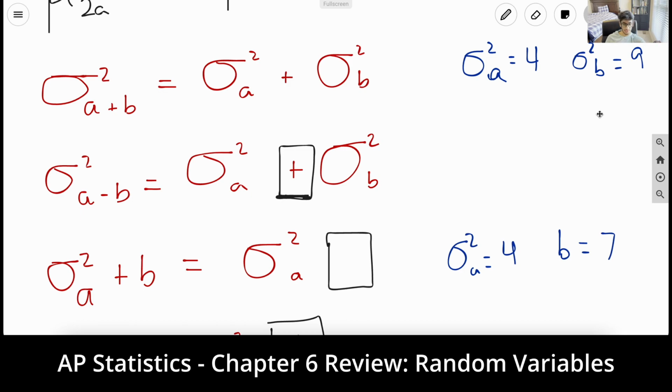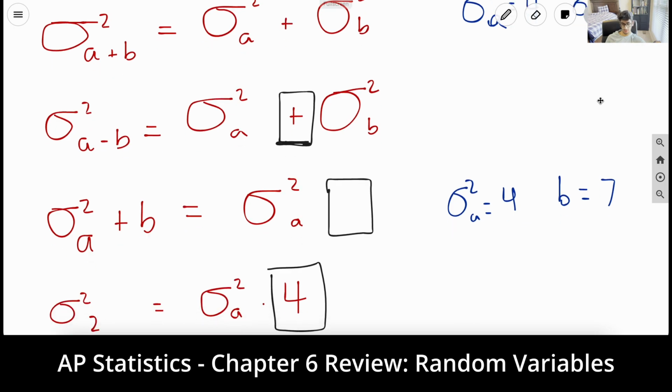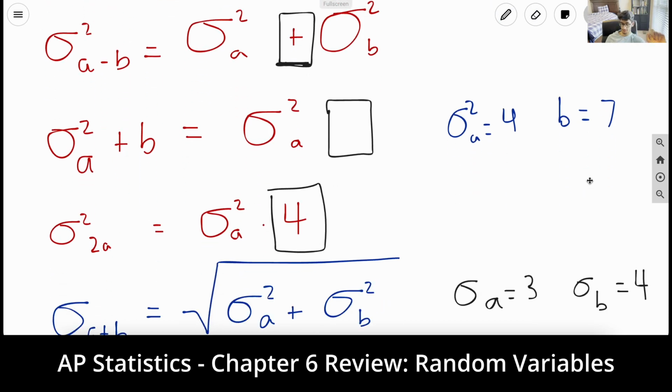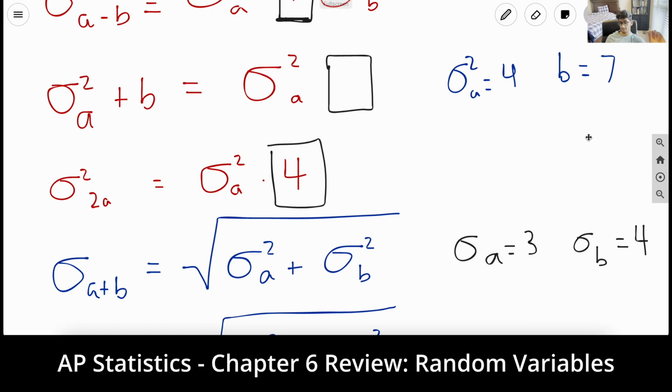For subtracting, this is a tricky one, something you have to watch out for. The variance of A minus B is equal to the variance of A plus the variance of B. So you do not subtract variance, you have to add them. For the variance of A plus a constant B, this is another transformation. But variance does not get affected by adding or subtracting a constant, so you just keep the variance as it is. If the variance was 4 and B was 7, it would just remain as 4.